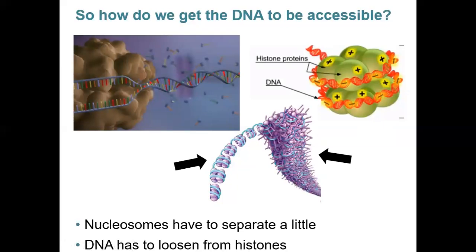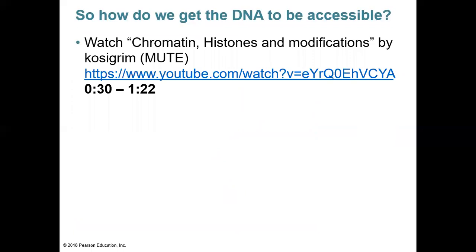Once that's done, we've got to loosen up the DNA from around the histones, right there, and make some room for RNA polymerase to come in and do its job. The whole thing is about making room for RNA polymerase to access the DNA. So let's watch this animation together.